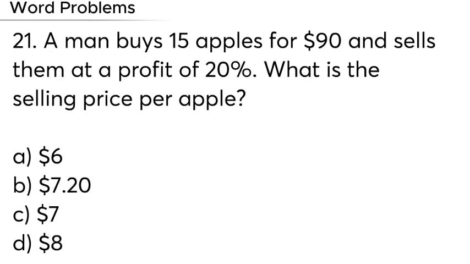21. A man buys 15 apples for $90 and sells them at a profit of 20%. What is the selling price per apple? A. $6, B. $7.20, C. $7, D. $8.